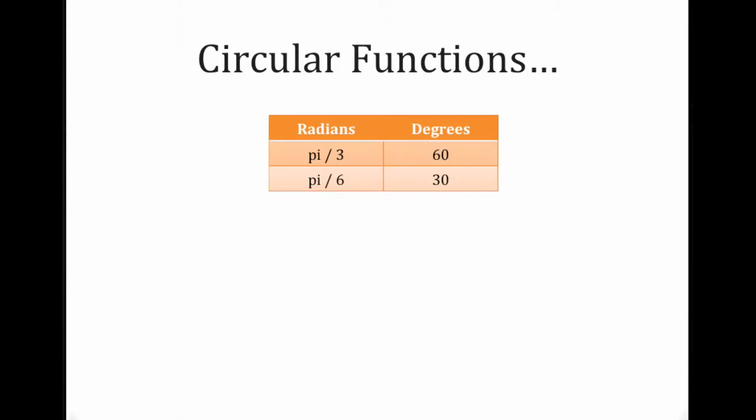But first and foremost, we're going to go back to circular functions. We're going to look at some trig. The first thing we learned when we started studying trig, I'm sure, was degrees to radians, how to convert those. And we learned that special angles, we know that a 60-degree angle is actually pi over 3 radians. And we know that a 30-degree angle is actually pi over 6 radians.